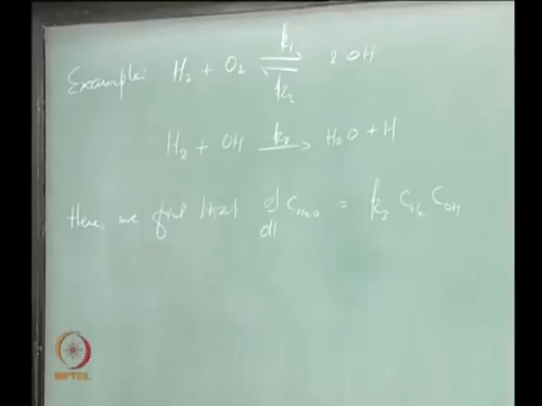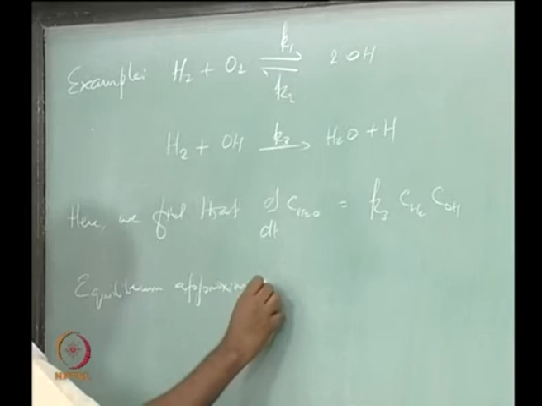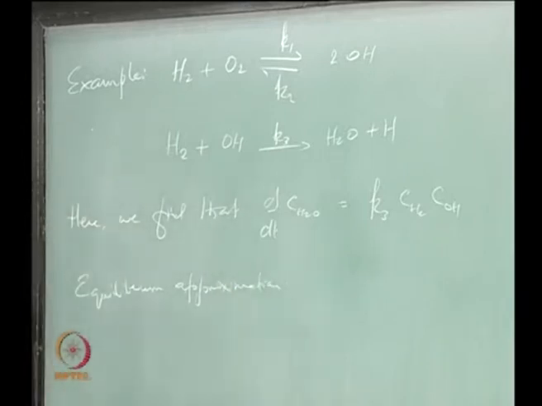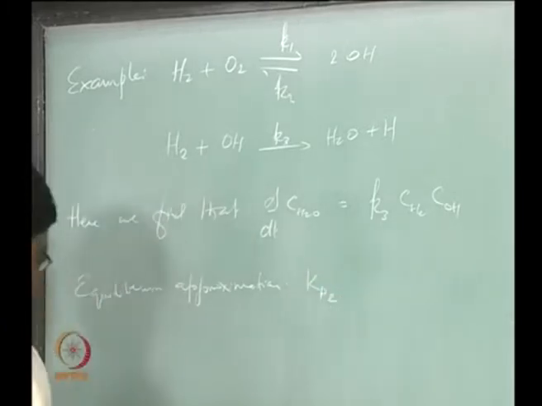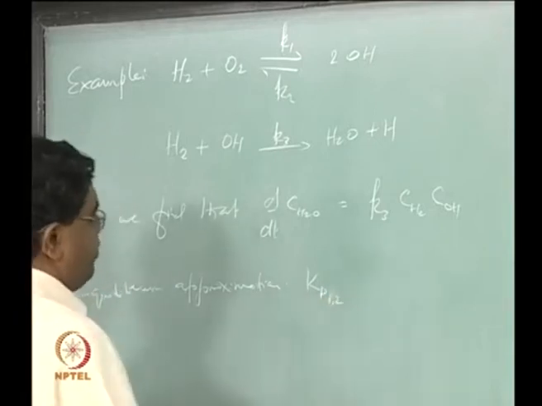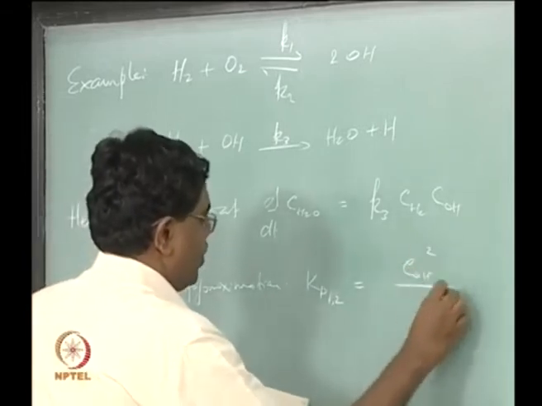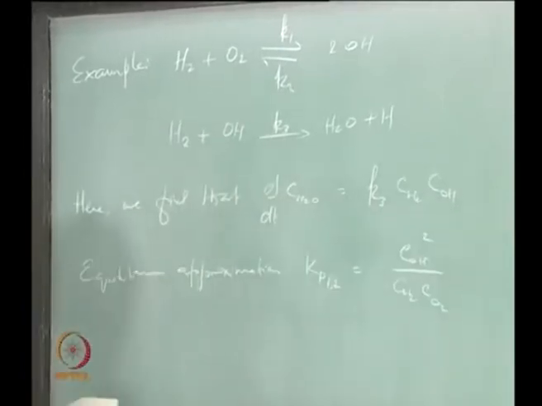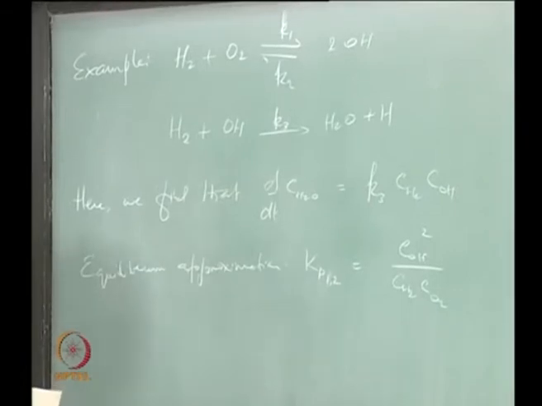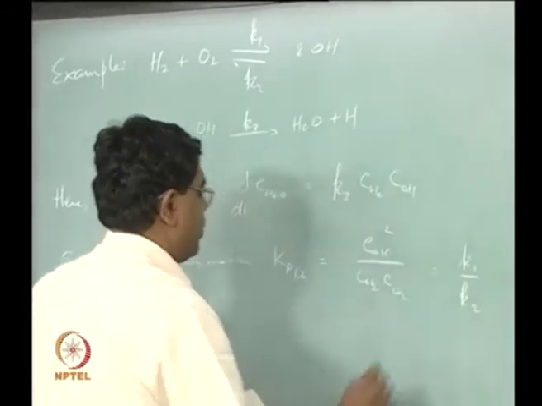So I use the equilibrium approximation and say Kp, let me use the notation Kp1,2, is equal to COH squared divided by CH2 CO2, right, alright, that is equal to K1 divided by K2, alright.